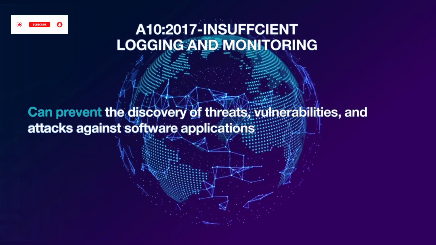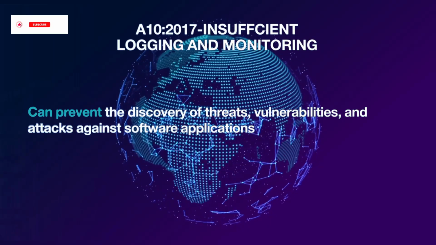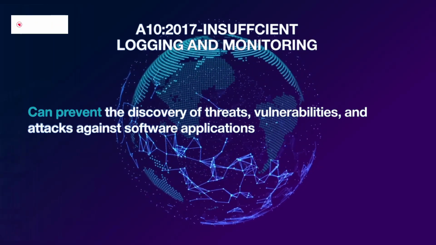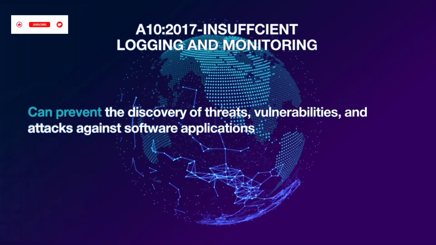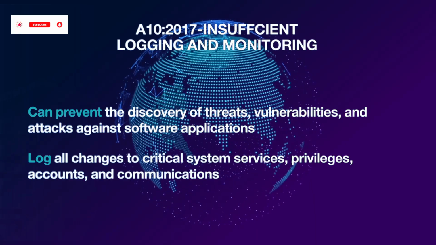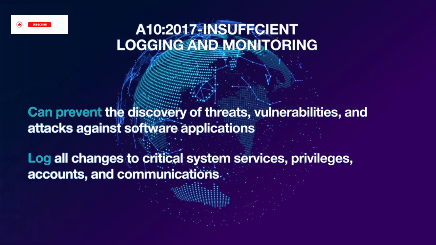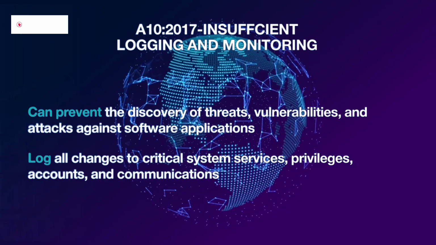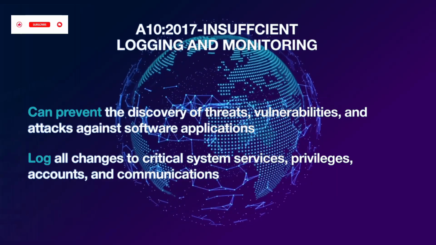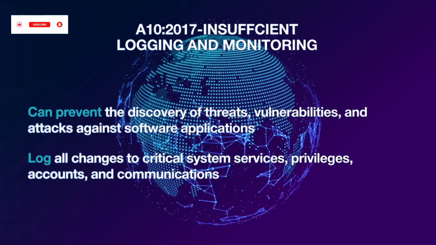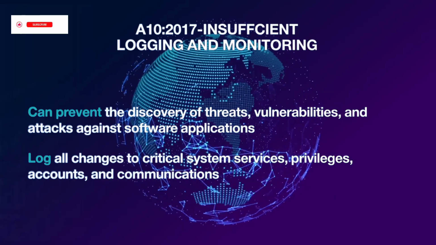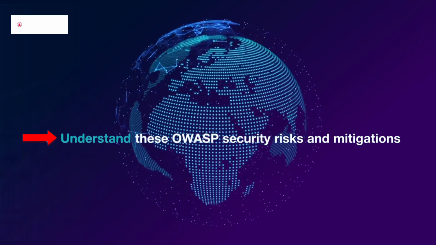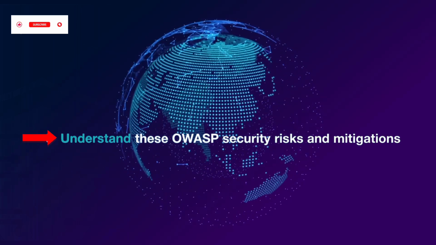That takes us to number 10, which is insufficient logging and monitoring. Again, another straightforward one. This can prevent the discovery of threats, vulnerabilities, and attacks against software applications. So we want to log all changes to critical system services, all changes to privilege levels, accounts, communication, and more. And again, we focus on this in the logging and monitoring video. The bottom line for this video is to understand this OWASP security risk and the mitigation for the exam.